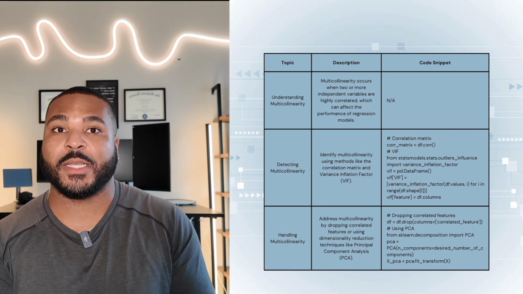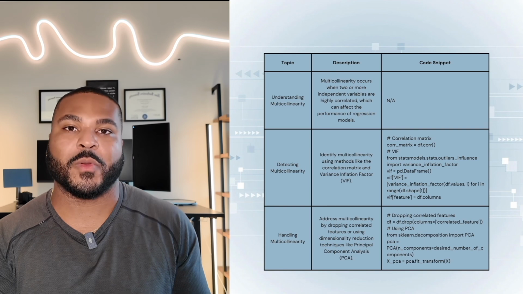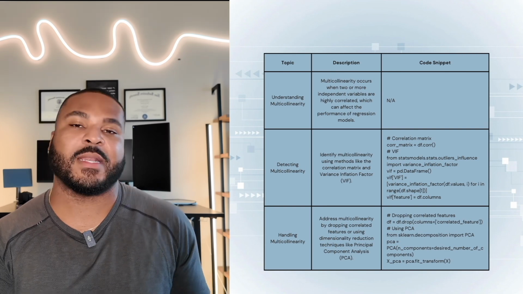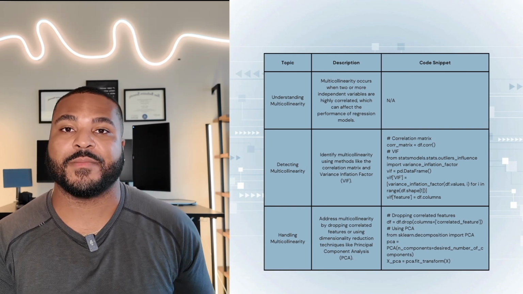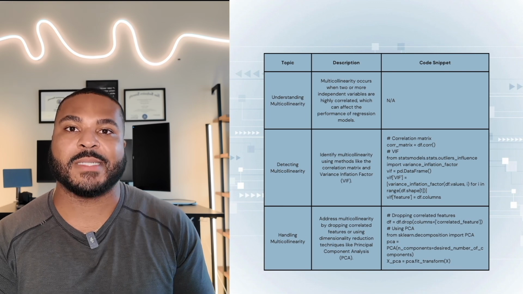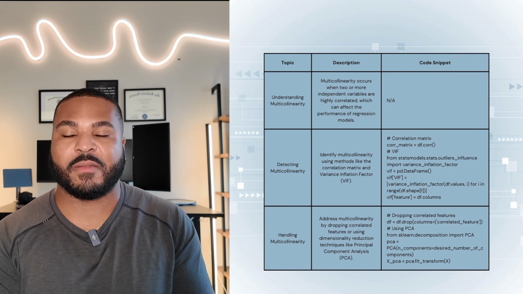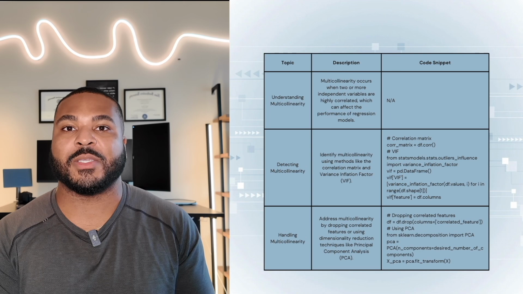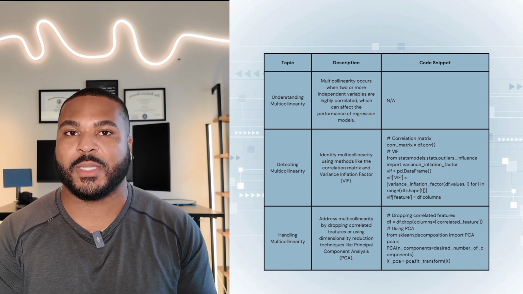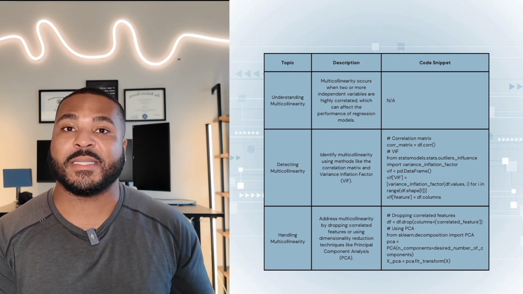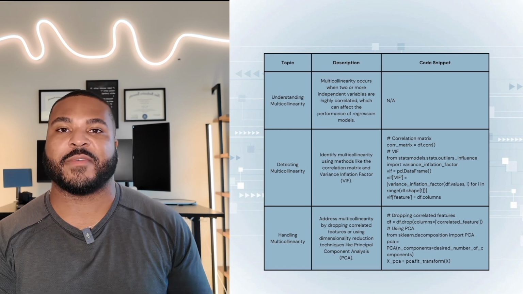Values close to 1 or -1 indicate strong correlation, 1 being a positive and -1 being a negative correlation. So the code snippet here generates a correlation matrix for the data frame DF, allowing you to inspect the pairwise correlations between variables. Now onto the VIF, the variance inflation factor.